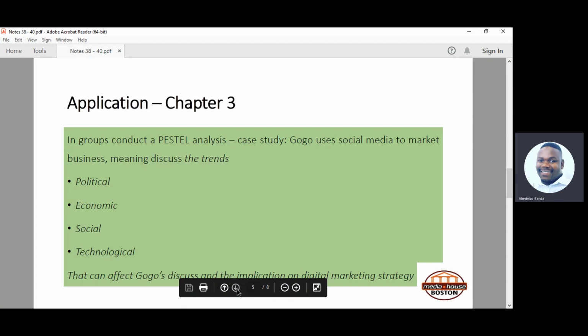Individually, as you are seated at the comfort of your home going through this session, conduct a PESTLE analysis case study, the one that we've just mentioned. Be able to understand the political environment in which Gogo operates in. She's based in Bedbridge.